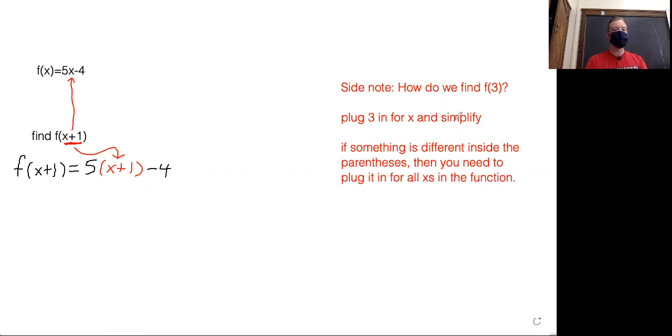Now, just like our description over here, we need to simplify. What would I do first if I wanted to simplify this? If we have a number in front of parentheses, what do we do to simplify that? We can use the distributive property. We're going to take this 5 and multiply it by everything that's inside the parentheses, 5 times x, but also 5 times 1. So 5 times x will give us 5x. 5 times 1 will also be 5. But we still have this minus 4 on the end here.